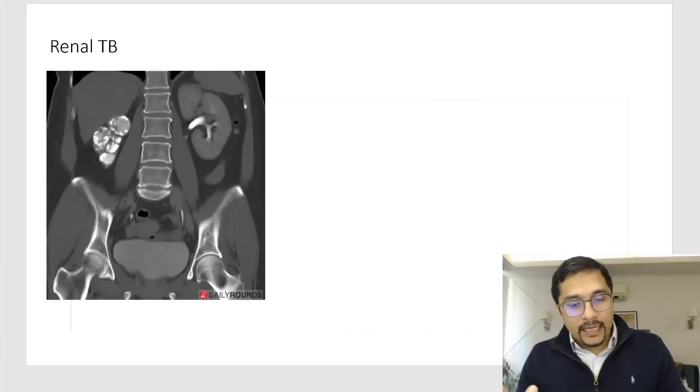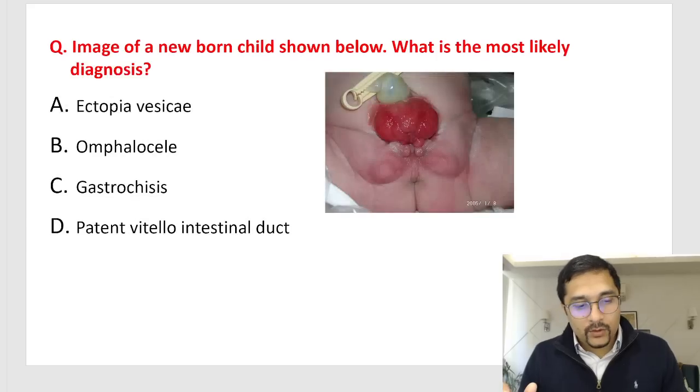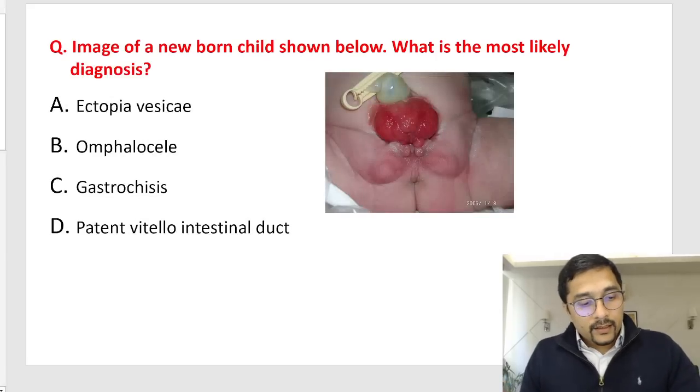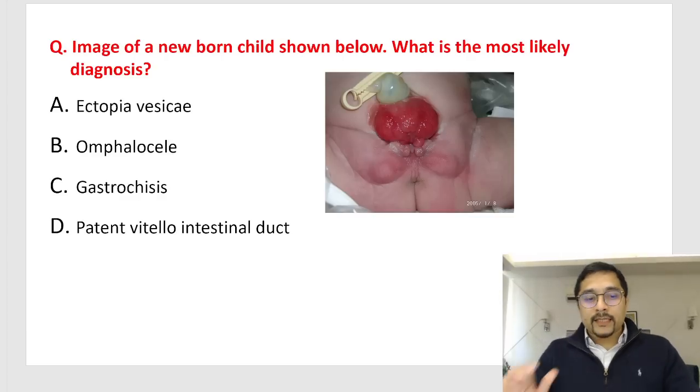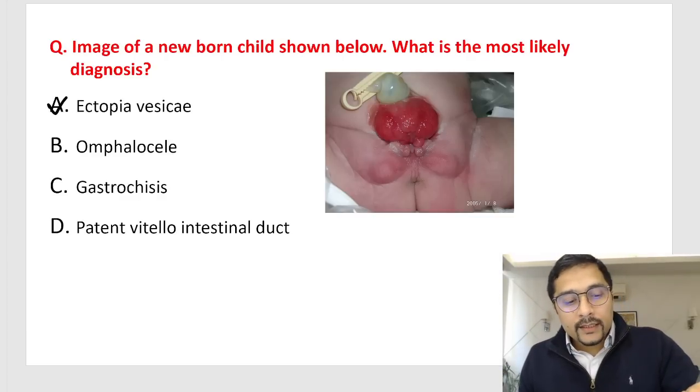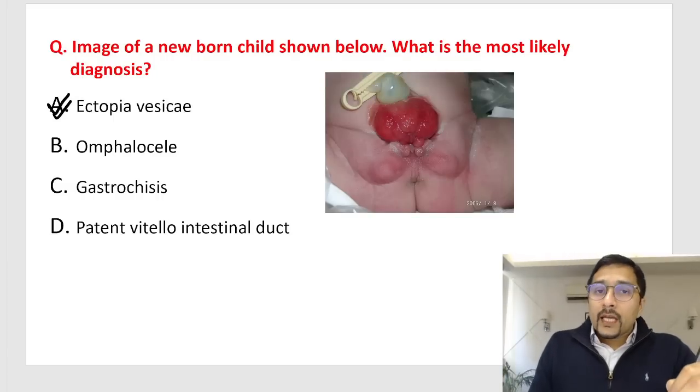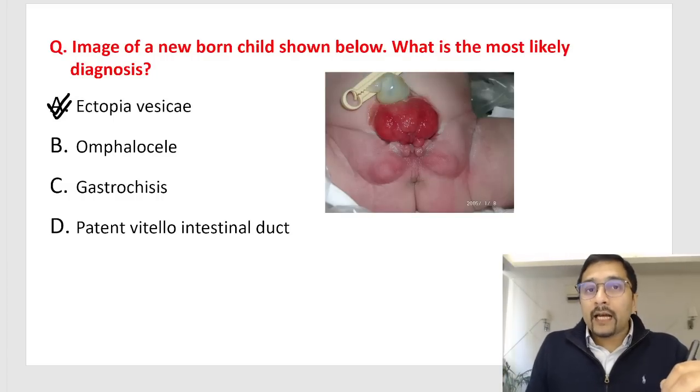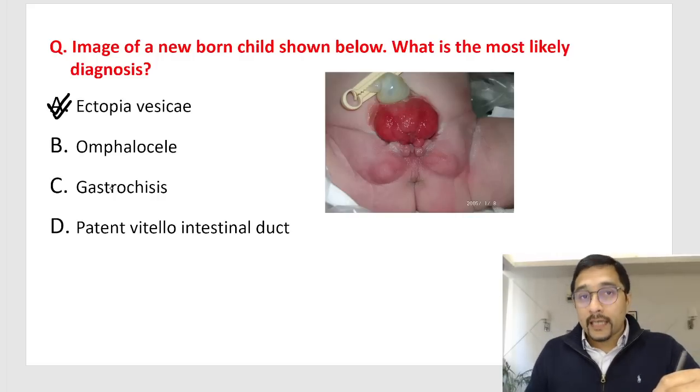This is a perinephric abscess which you can see. This is renal tuberculosis. This image has been asked many times in the exam. Image of a newborn child is shown. What is the likely diagnosis? This is ectopia vesicae. In the previous video, in part 3, I've already told you about omphalocele and gastroschisis.